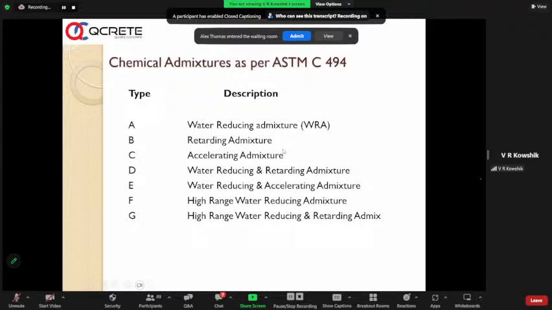RP264 from POSRAP was one of the continuously used admixtures in the 1990s up till 95. And then people started using type G admixture. Now, people have settled with type G admixture, which is a high range water reducing and retarding admixture throughout India in most of the companies.